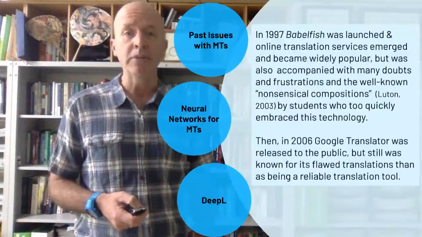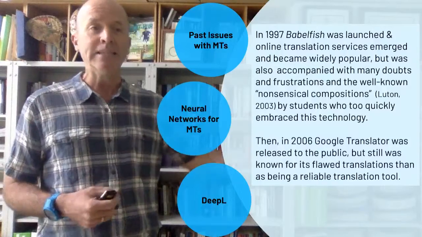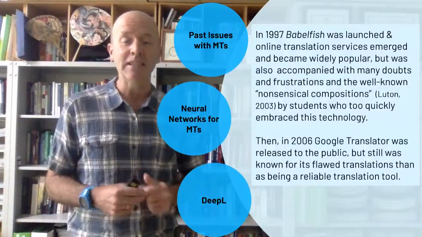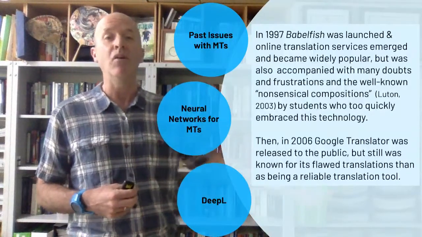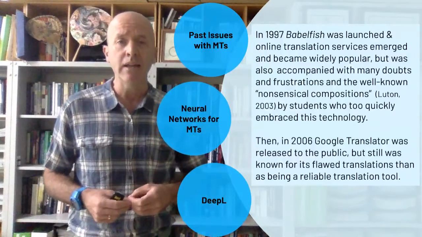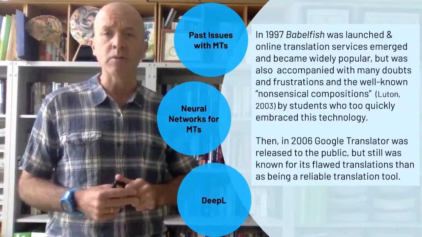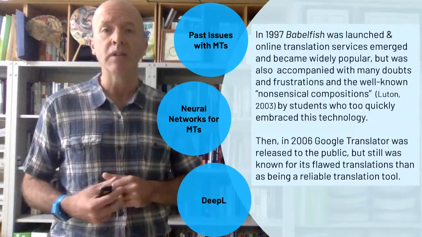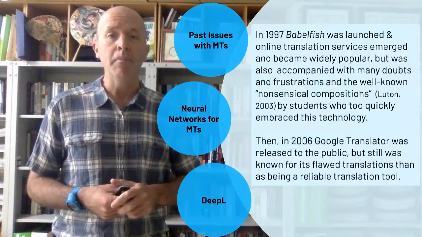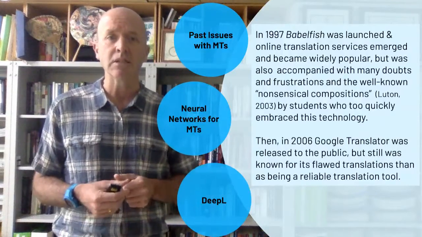So a little background on neuro-machine translation. I think for those who are older like me, back in 1997 seems just like a few years ago. But in terms of technology age, 1997 seems like a very, very long time ago and a very different time, probably. And it was really with this online translation service called Babelfish, one of the early forms of free online translation. And it became widely popular to people. But at the same time, it was really accompanied with these doubts and frustrations.